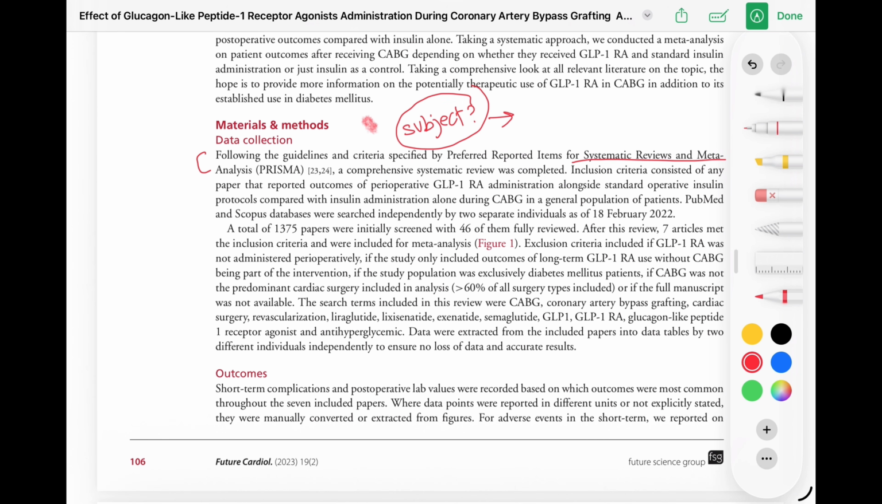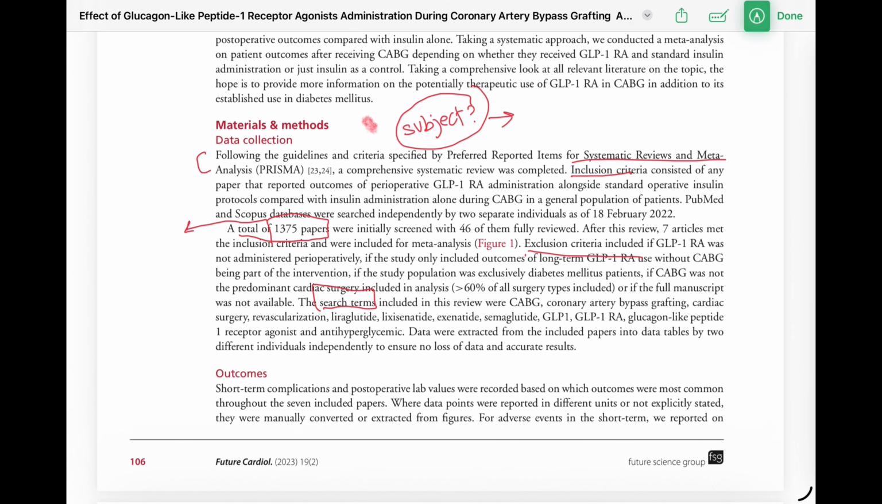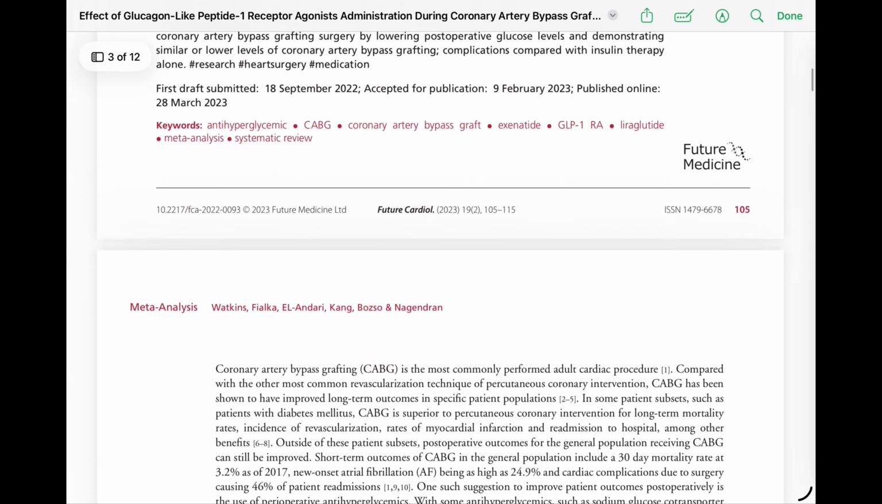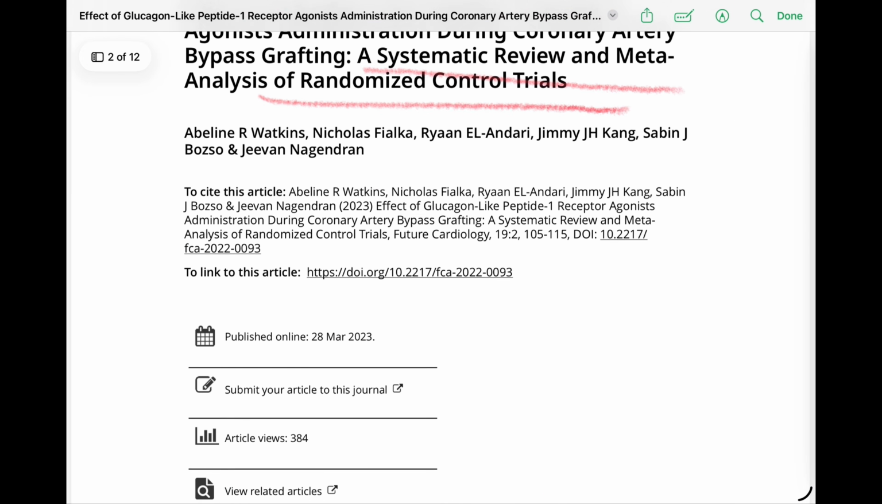But since we're focusing on subject, let's actually try to find the subject of this. You see, they're talking about a total of 1375 papers, right? So you know that the subject of this method is not patients but papers, and it even states an inclusion criteria for their systematic review, and an exclusion criteria as well, and also search terms. And search term was a subject of a systematic review and a meta-analysis. So you already know this is a systematic review and meta-analysis without even reading the paper.